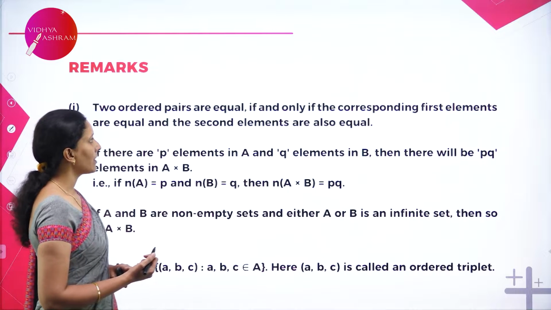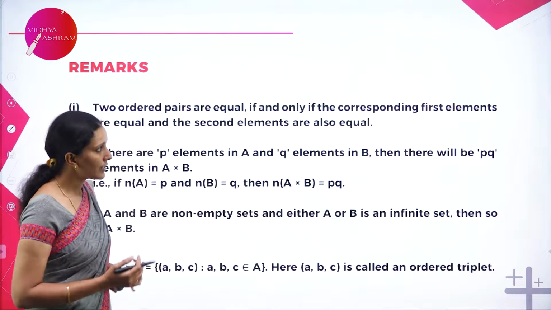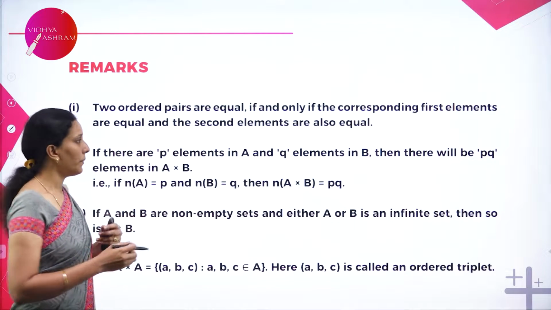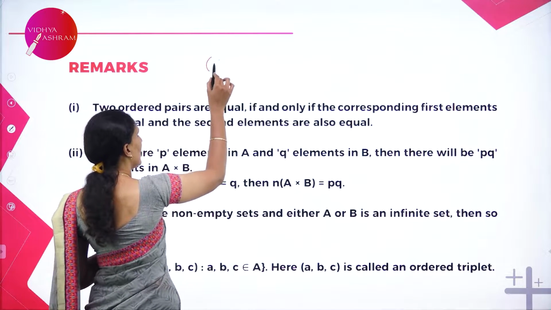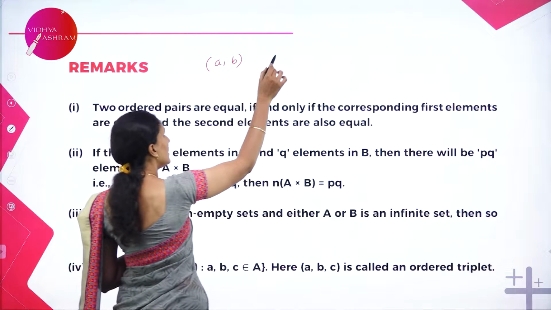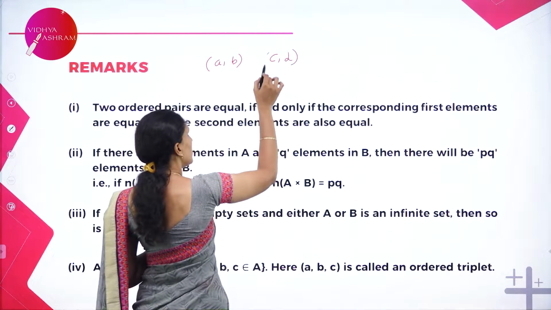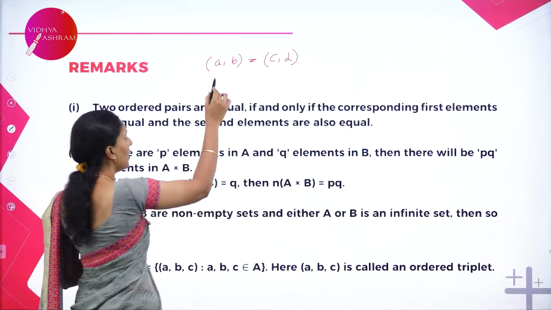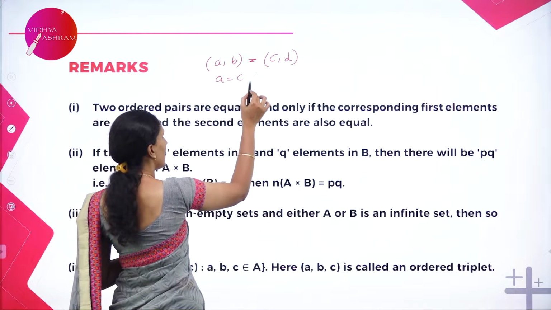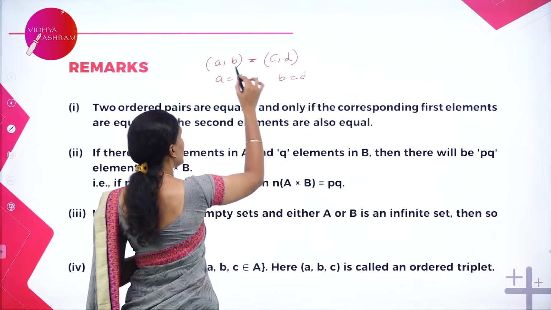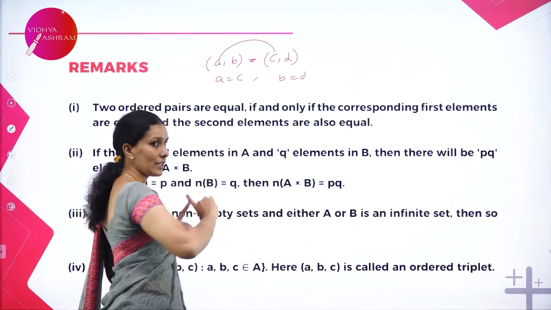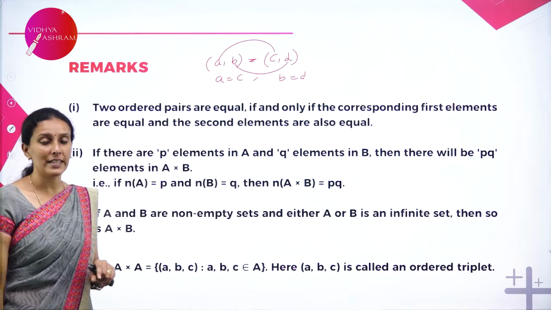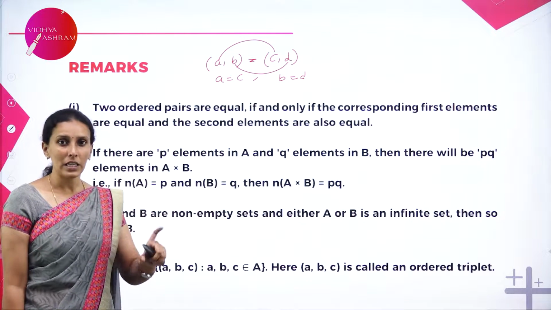Two ordered pairs are equal if and only if the corresponding first elements are equal and the second elements are also equal. Suppose I take two ordered pairs, A comma B and C comma D. When I say A comma B is equal to C comma D, this is only possible when A is equal to C and B is equal to D. That is, the first element should be equal to the first element and the second element should be equal to the second element. Then only we say that the ordered pairs are equal.